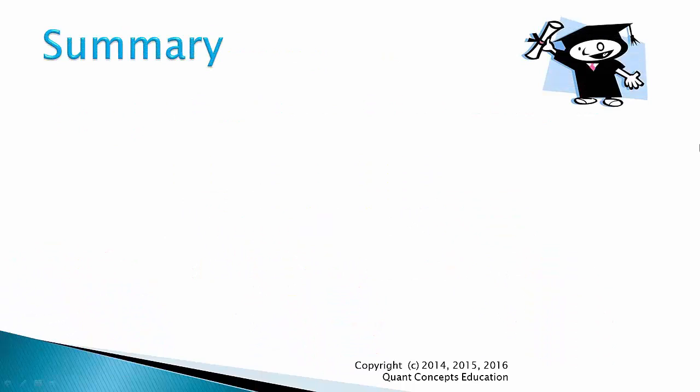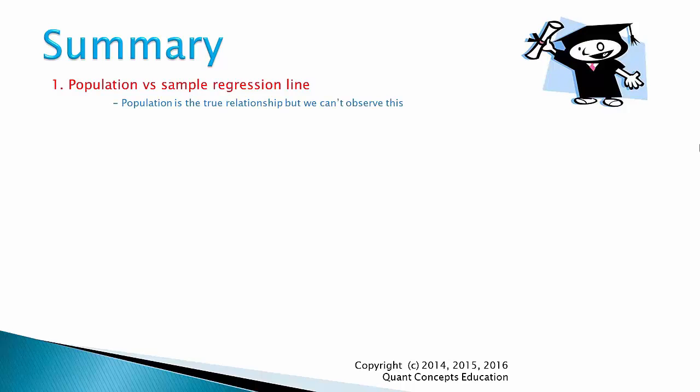We've covered a lot in today's lecture, so let's go through a brief summary of each concept. First, population regressions and sample regressions. The population regression is a true relationship between x and y, but we cannot observe this. The sample regression is a regression line that we do observe, and it's what we use to make inferences about the true relationship between x and y.